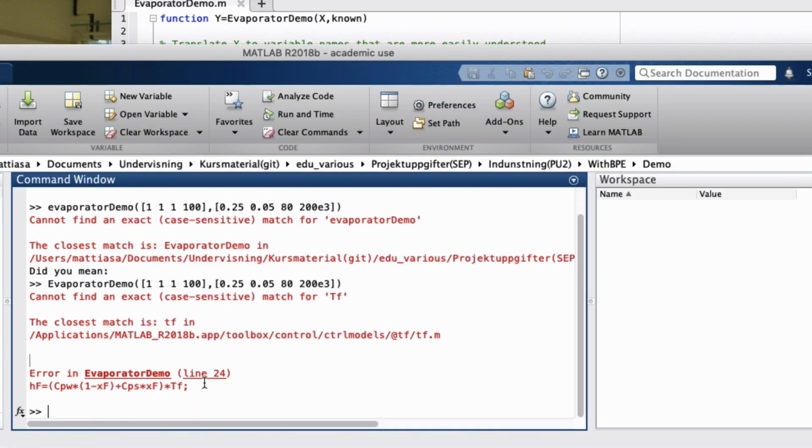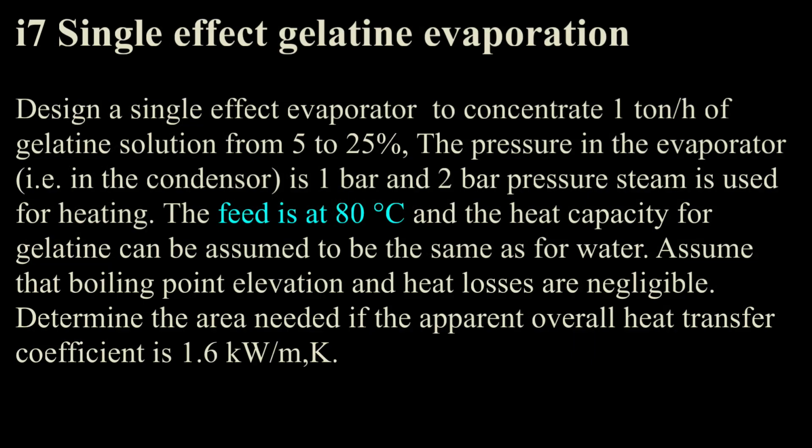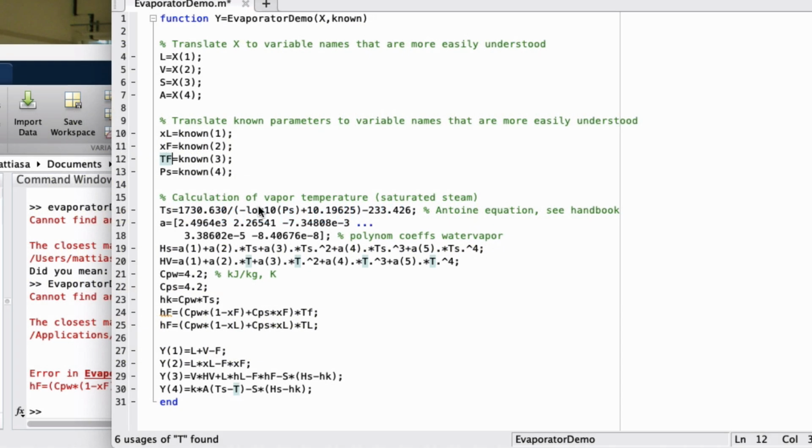You can click on this line 24 there, and then you come directly in here. And you see there is a TF there. And what did I do? I said up here, I said T equals known, but it's not the temperature in this task of what comes out that is known, it's the temperature of the feed that's known, so it should be TF there. Oh, sorry, small f there, because I have small f there. And now I think it should work.